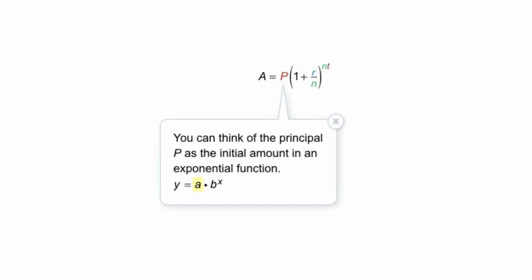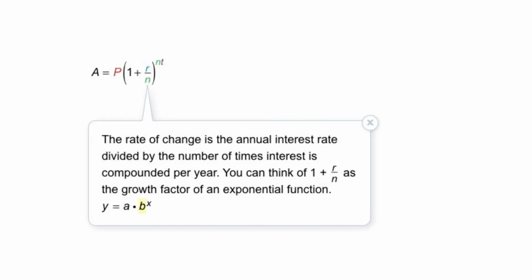You can think of the principal P as the initial amount in an exponential function, y equals a times b to the x power. Note P is taking the place of a. The rate of change is the annual interest rate divided by the number of times interest is compounded per year.